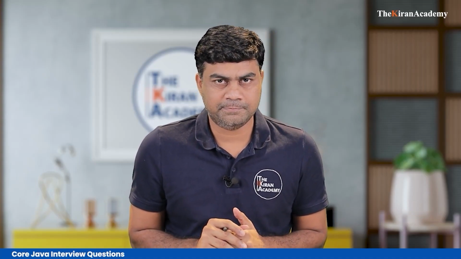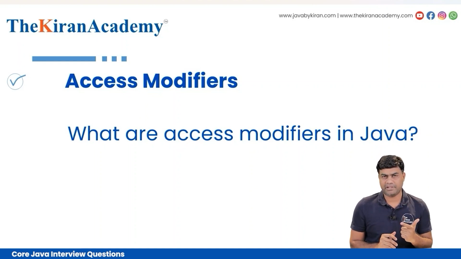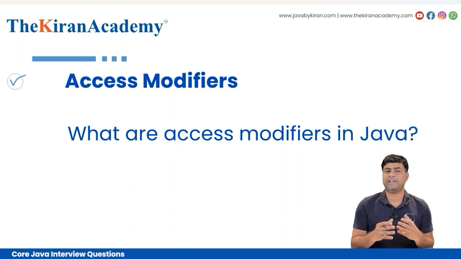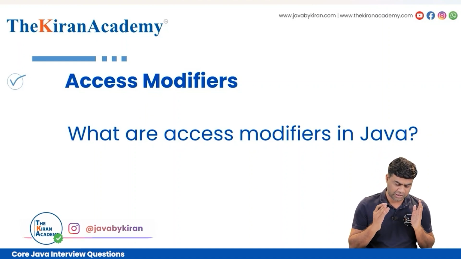Today we are going to see interview questions, very important questions on the access modifier topic. So let's start with the first question. What are the access modifiers in Java? There are a total of 4 access modifiers in Java, that is public, private, default and protected. We'll be explaining all these access specifiers in subsequent questions. So this is the first question.